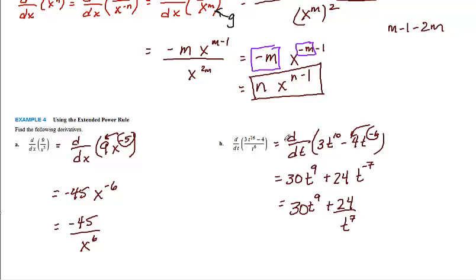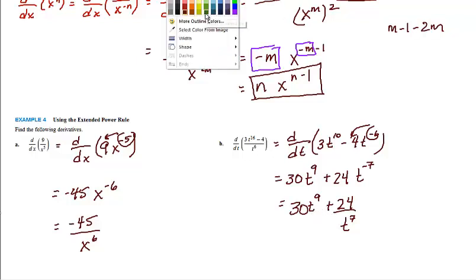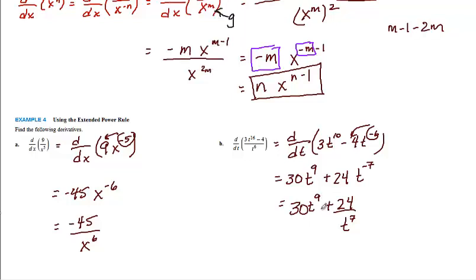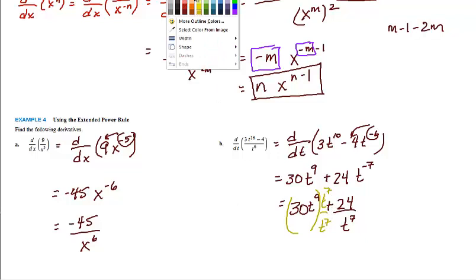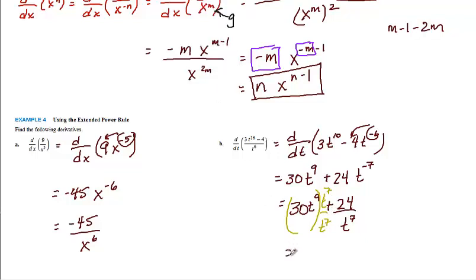And if I want to make it look like the problem that I was given, I could just multiply top and bottom on this first term by t to the 7th, so I could have it all in one little chunk. So multiply this guy here by t to the 7th over t to the 7th, and I would end up with 30 t to the 16th plus 24 all over t to the 7th.